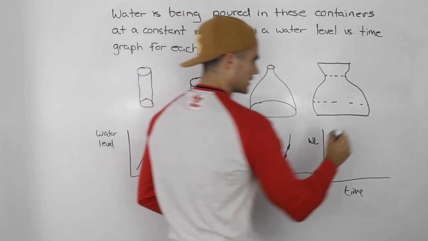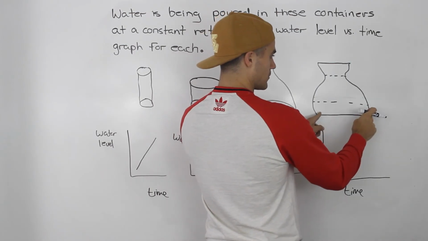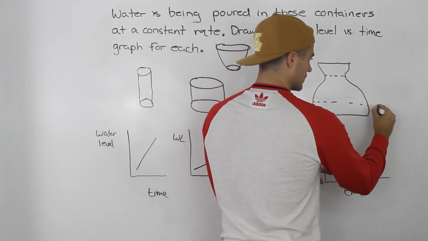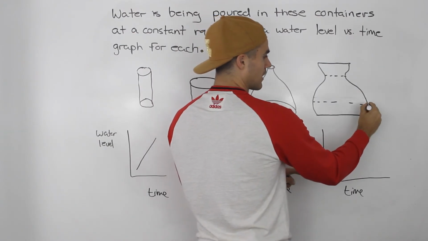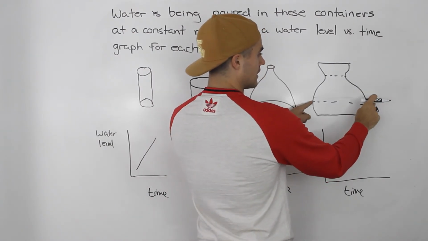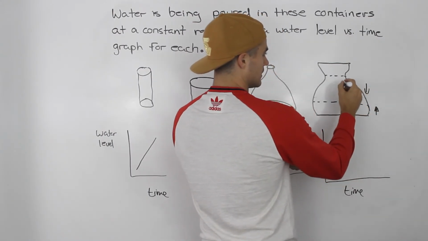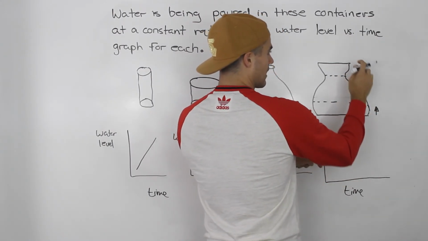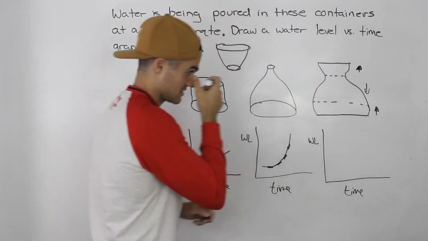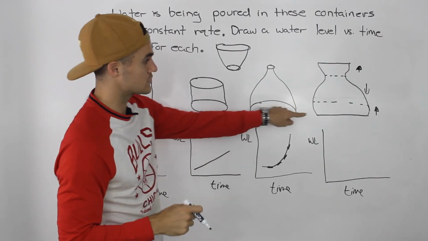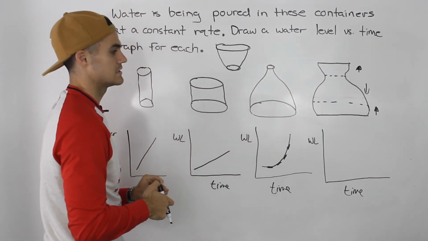All right, so let's make a note of that. So from here to here, the diameter is increasing. This is the diameter, representing it by the arrow. Then from here to here, the diameter is decreasing. And then from here to there, the diameter is increasing again. So it's not constant at all. The water level is always rising, but the rates of change are going to be different.